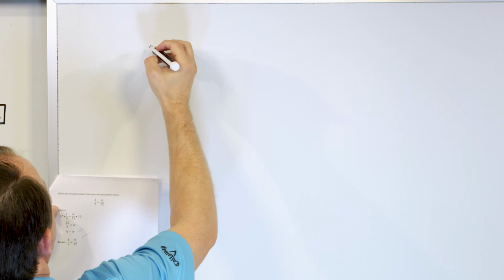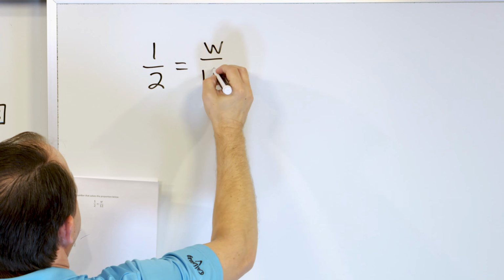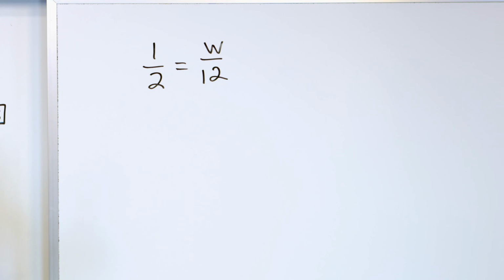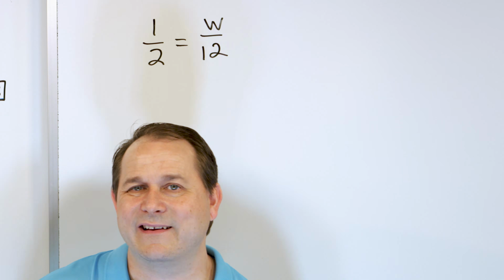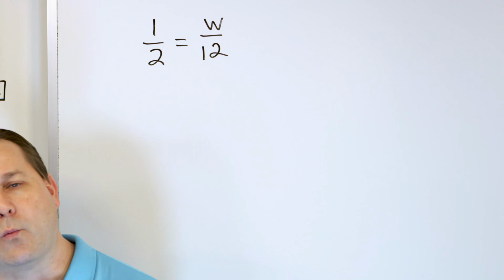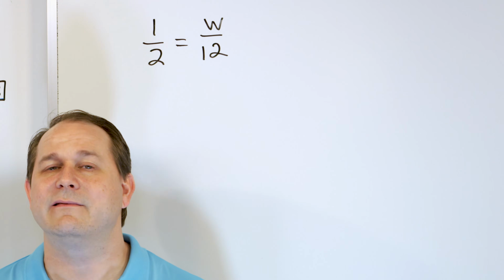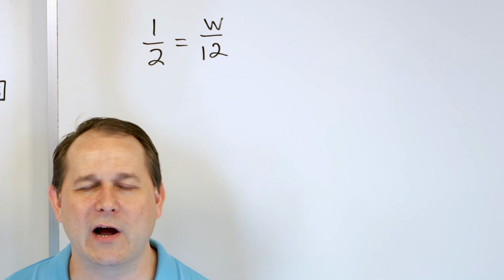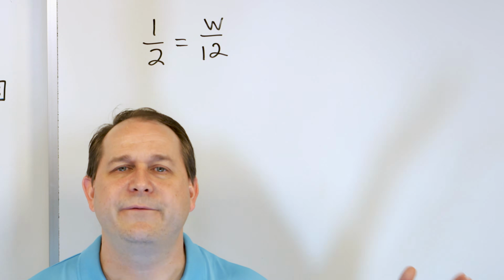Let's say that we're solving the following proportion. 1/2 is equal to w over 12. Couple of things. First of all, notice that we're using a different letter, W. I need you to get used to that. Sometimes we use X for the unknown. Sometimes we use Y. Sometimes we use A, B, C, Q, R, S, T, V. It doesn't matter. Any letter you want, I don't care. It's just an unknown. We don't know what W is. We want to figure it out.